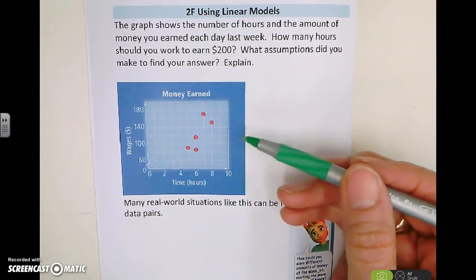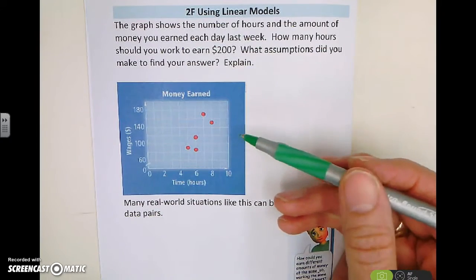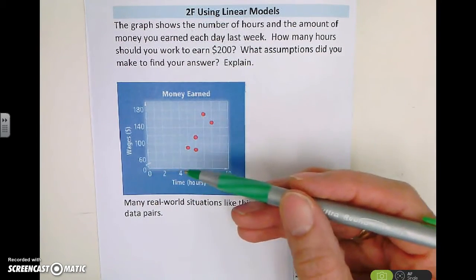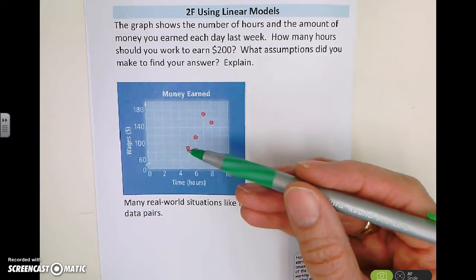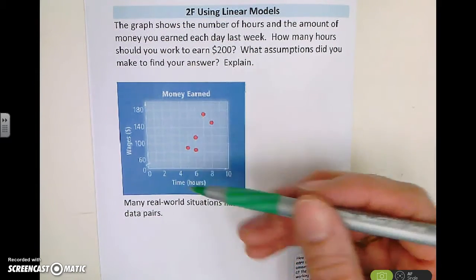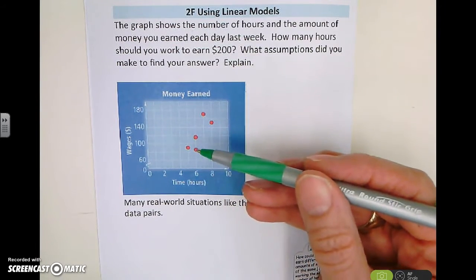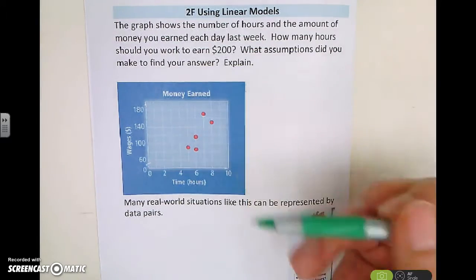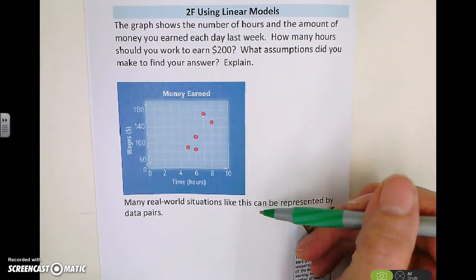This graph shows the number of hours and the amount of money you've earned each day last week. So take a look. You can see the first day, it looks like you worked 5 hours and earned maybe $90. The next day, maybe 6 hours, and one day you earned a little bit less than the other. How many hours should you work to earn $200?